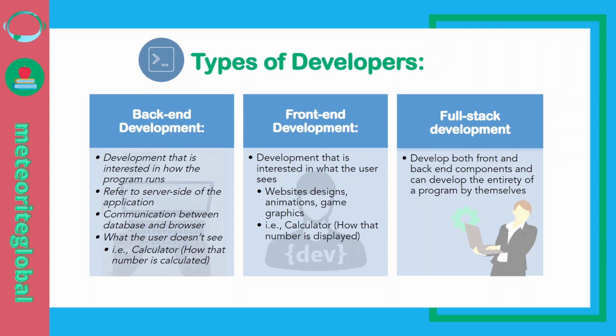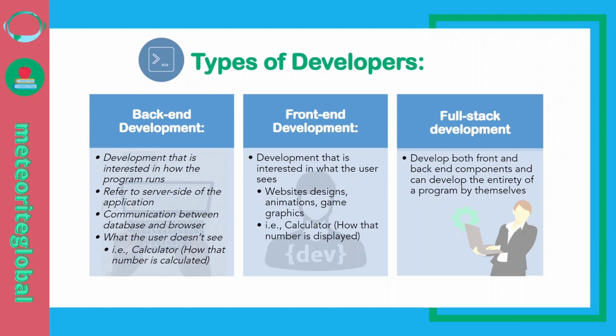Let's take an example. You have a wall. No, you don't have a wall. You have to create that wall. So when you create that wall, the procedure of creating or building that wall is the backend development, which is, you can say, the backbone of your code, or the code itself, which is running that mechanism or that function you want to perform. So it refers to the server side of application, which is the communication between database and the browser.